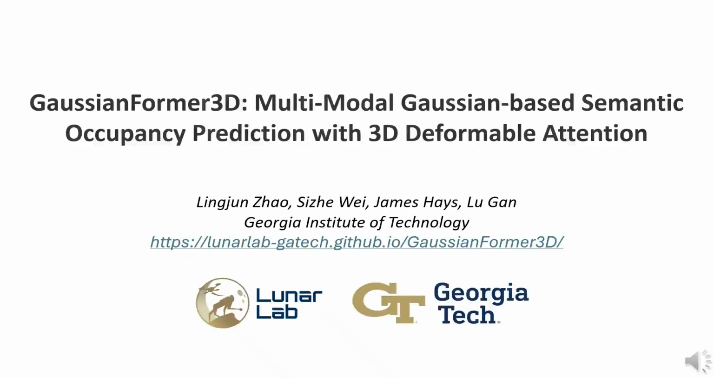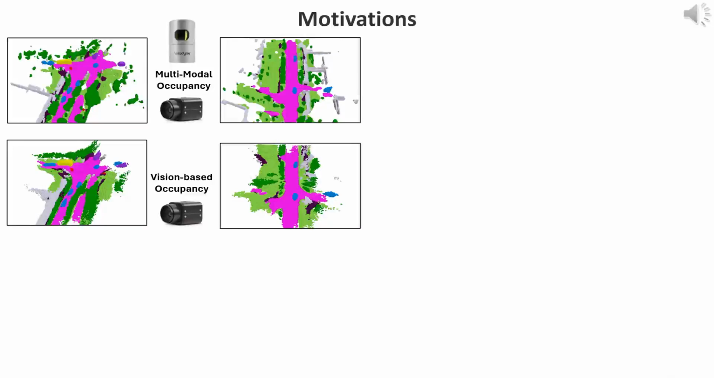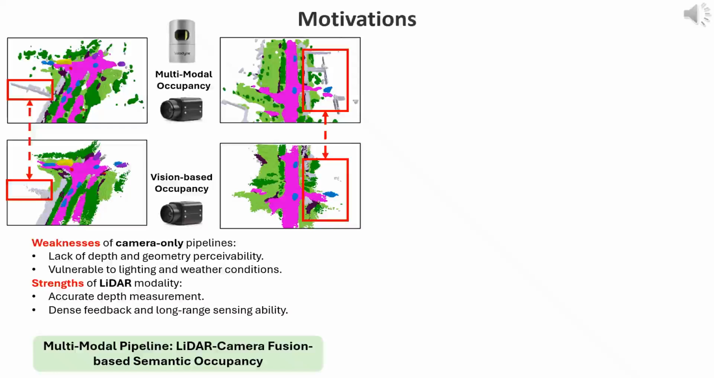Hello everyone, I'm excited to present our paper named GaussianFormer3D: Multi-Modal Gaussian-based Semantic Occupancy Prediction with 3D Deformable Attention. In recent years, vision-based occupancy prediction has become popular. However, these camera-only pipelines fall short in perceiving depth and geometry and are vulnerable to lighting and weather conditions, while the usage of the LiDAR modality can largely alleviate these issues.